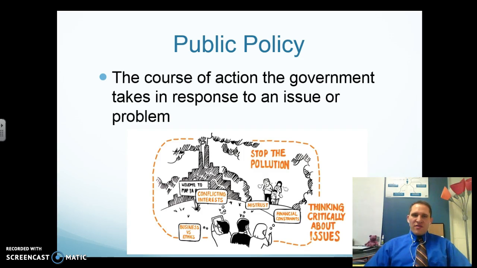Public policy. The course of action the government takes in response to an issue or a problem. So if something's going on in society that's bad, groups like special interest groups, political action committees, committees within the government will work to try and improve that issue. So if there's a security issue at the airports, what they would do is try to pass tougher security laws so that it makes it more safe in our country. If there's a lot of gun violence, what they might do is try to pass a law to prevent certain types of weapons to be used in our country. Those are just a couple examples of public policy.